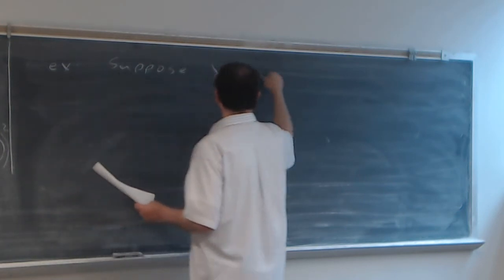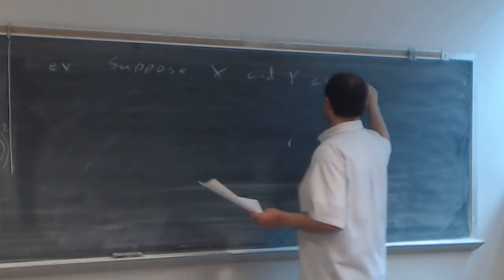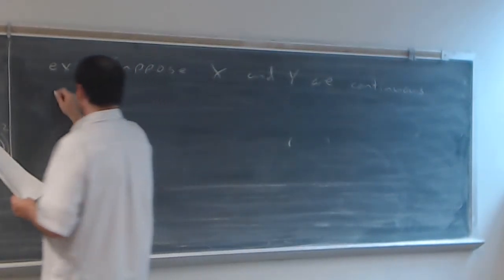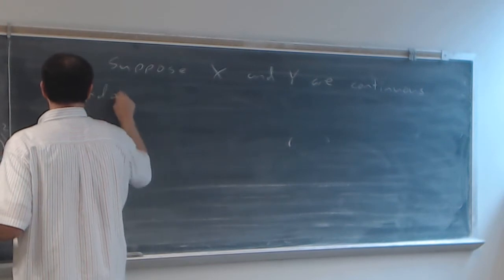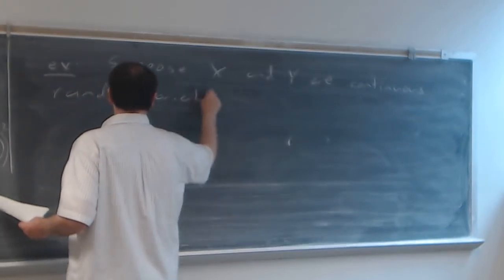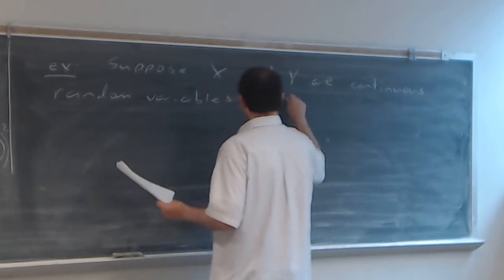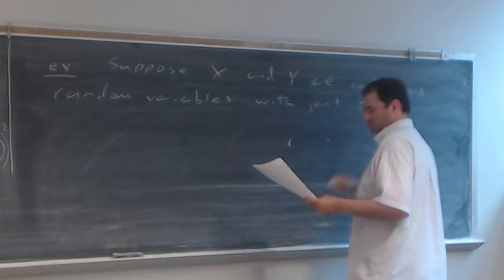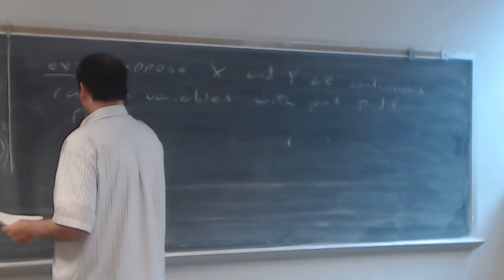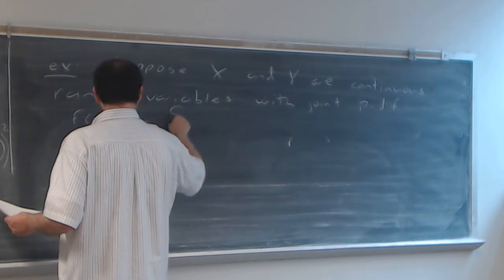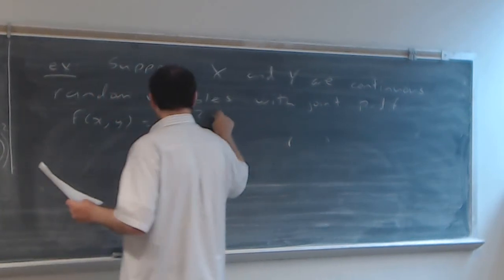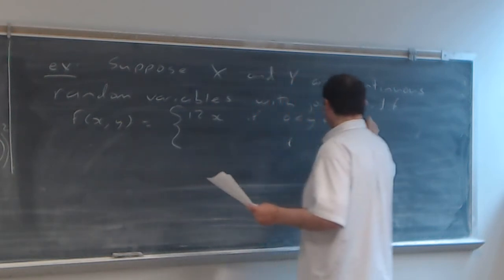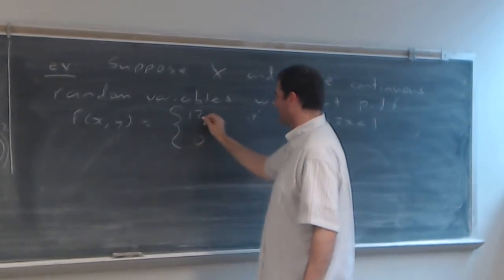Suppose X and Y are continuous random variables with joint PDF, something we've looked at before: f of x comma y is equal to 12x if 0 is less than y is less than 2x is less than 1, and it's 0 otherwise.